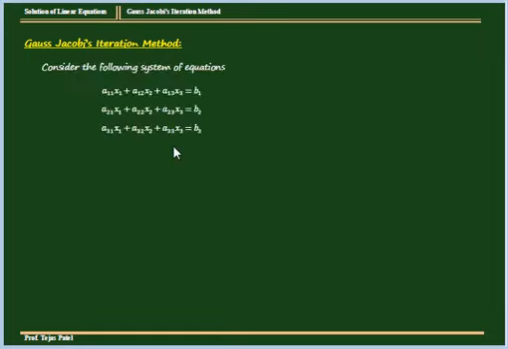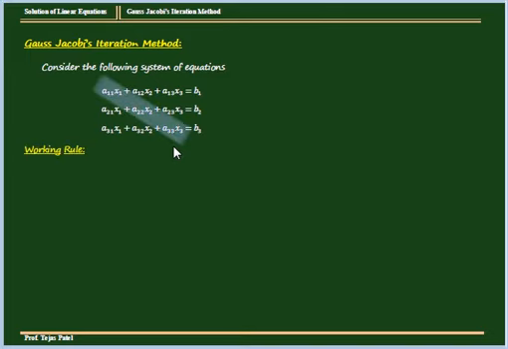In this lecture, we're going to discuss the Gauss-Jacobi iteration method. For simplicity, we take three unknowns x1, x2, x3. Now consider the following system of equations. We have to solve this system by the Gauss-Jacobi iteration method. For that, let's see the working rule.